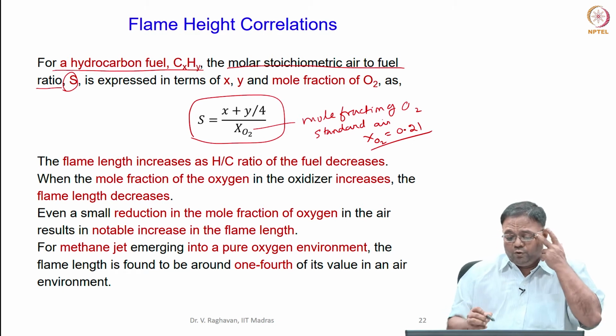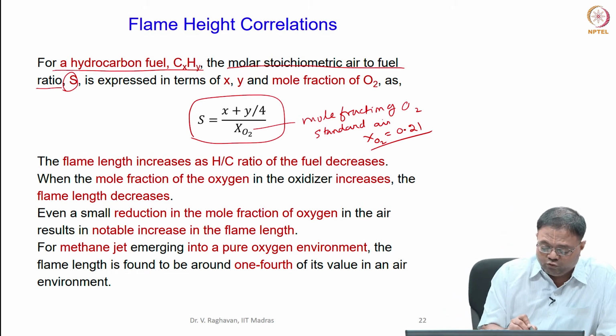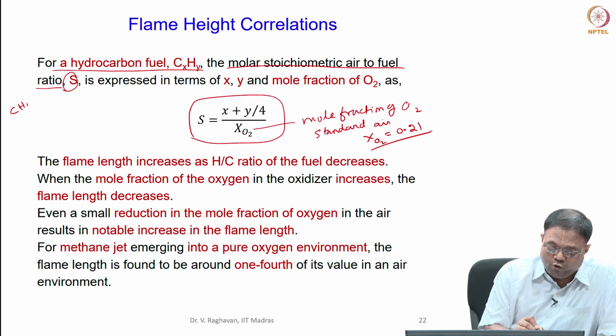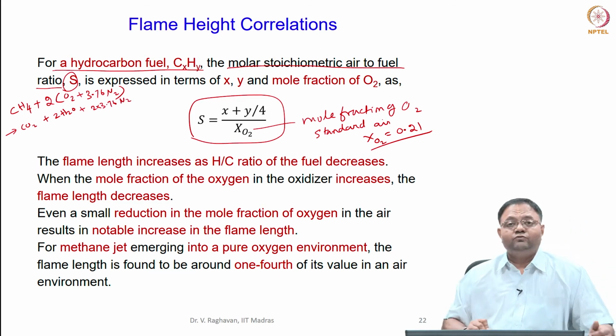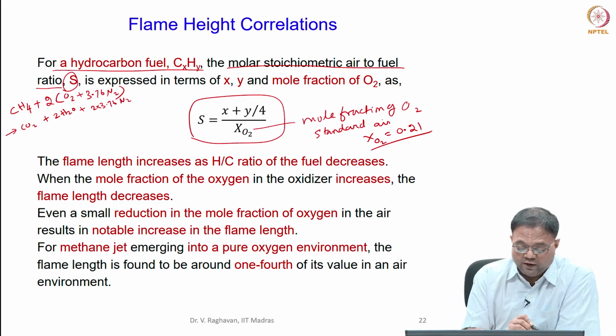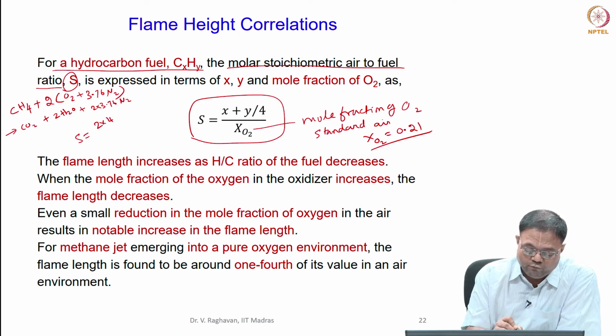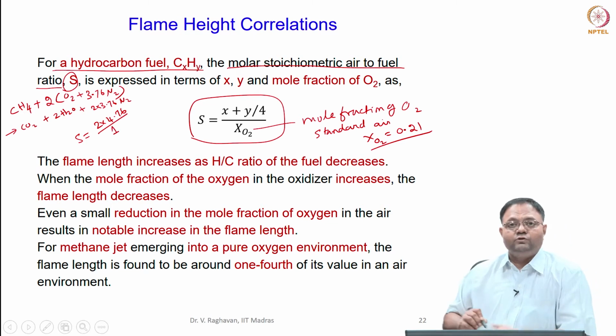Okay. So, you can also do this another way. See, for example, if you have an equation, say CH4 plus 2 times O2 plus 3.76 times N2 giving CO2 plus 2 H2O plus 2 into 3.76 times N2. So, this is the stoichiometric equation. What we can do is S can be calculated as the number of moles of oxygen, that is 2 into 4.76, divided by the number of moles of fuel, which is 1. So, this is also correct.